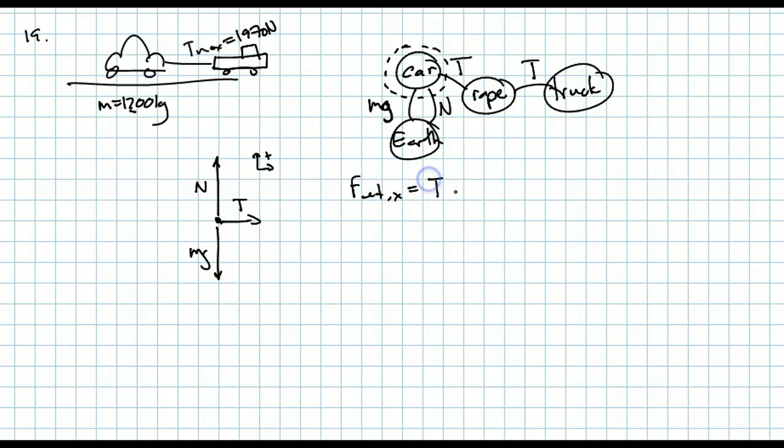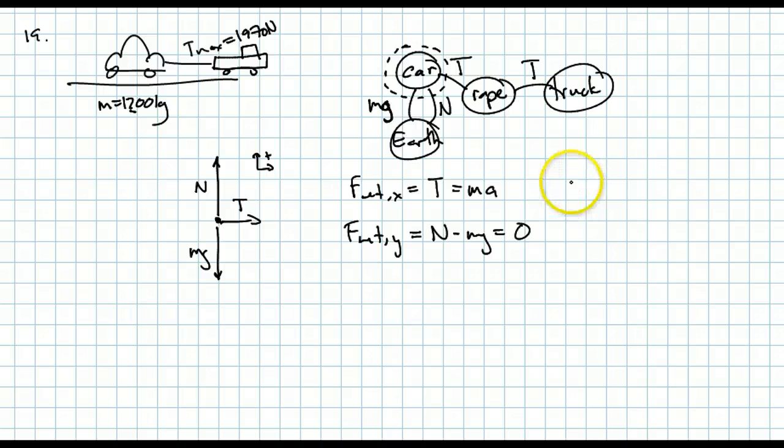In the x dimension, all I have is the tension. Since that's unbalanced, this must equal the mass times the acceleration. In the vertical dimension, I have the normal force up and the mg down, and those are balanced, so this equals 0. So what we want to know is what the maximum acceleration can be.